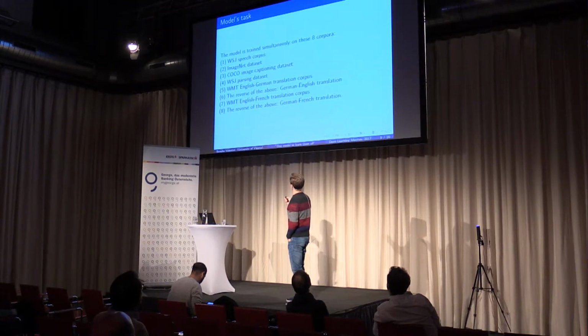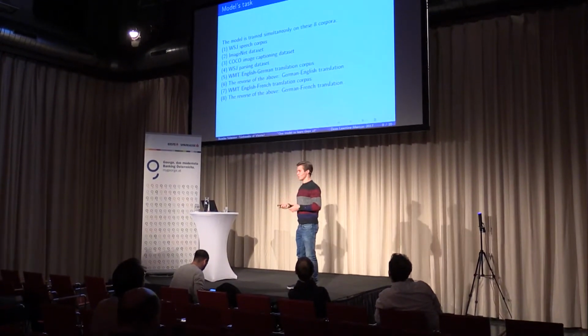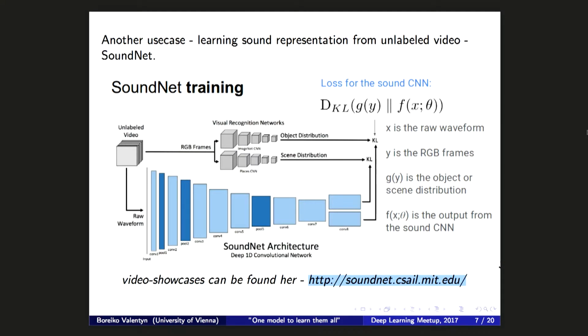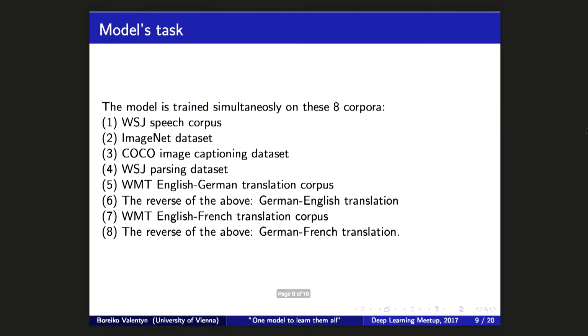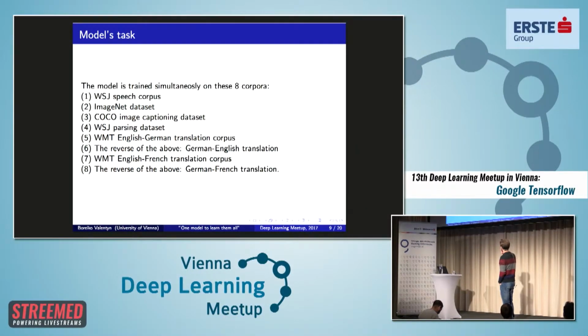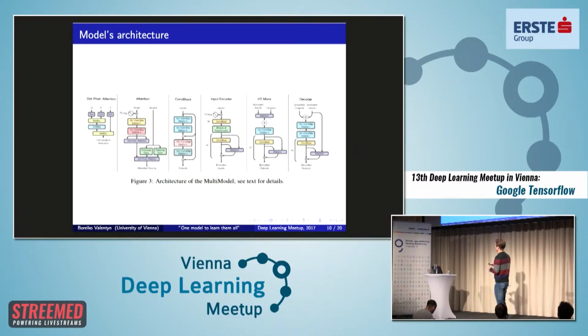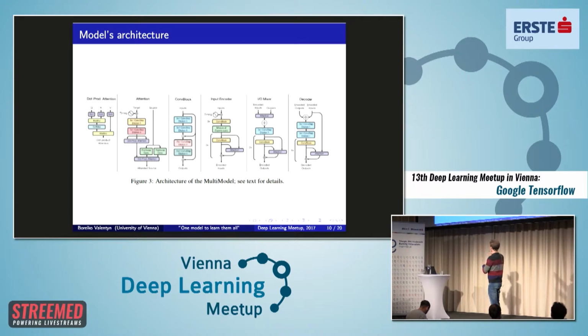And if we go to the model that was created by Google, it has a fancy name, One Model to Learn Them All. It was trained on the following data: Wall Street Journal speech corpus, ImageNet dataset, then image captioning dataset, then parsing dataset, and then a translations dataset. The model's architecture includes attention, a series of depthwise separable convolution blocks, encoder, decoder, and dot product attention.